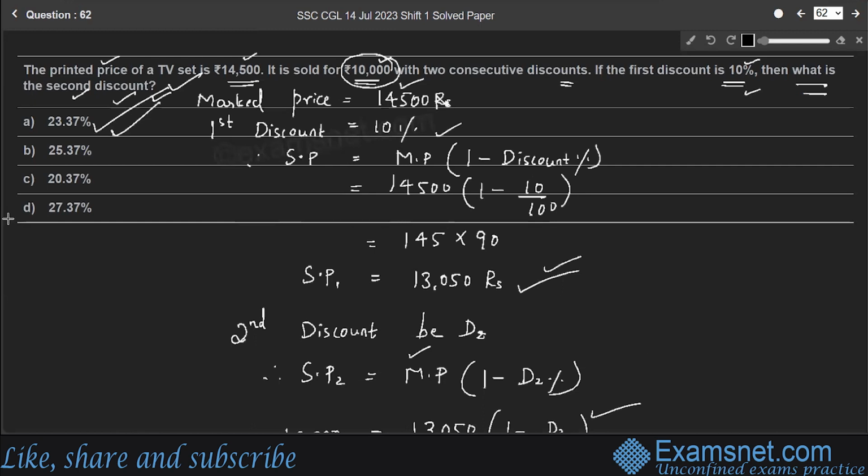Right? So two consecutive discounts have been given. The first discount D1 is 10% and the second discount D2 is 23.37%. Right? And finally, the TV set was sold for 10,000 rupees. Right? Option A is the right answer.